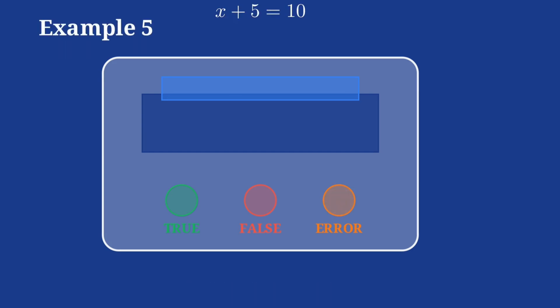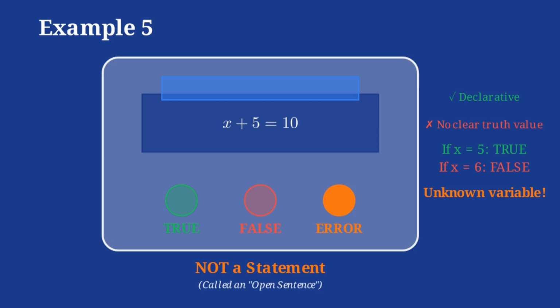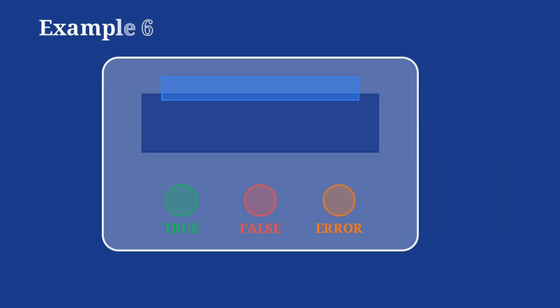Example 5. We feed in "x plus 5 equals 10." Is it declarative? Yes. Does it have a clear truth value? No. Its truth depends on the value of x. If x equals 5, the statement is true. If x equals 6, the statement is false. Since we don't know x, it has no definite truth value. This is called an open sentence. Error. This is not a statement.